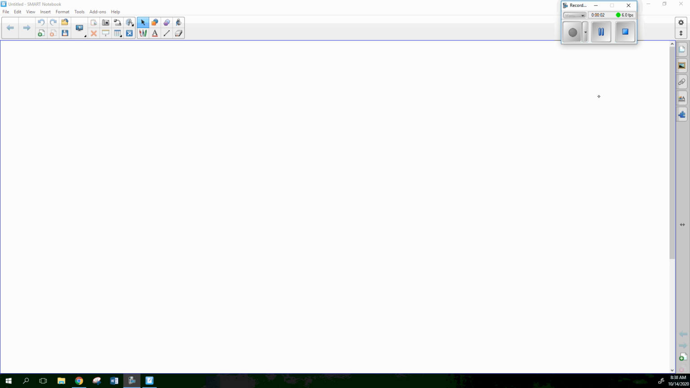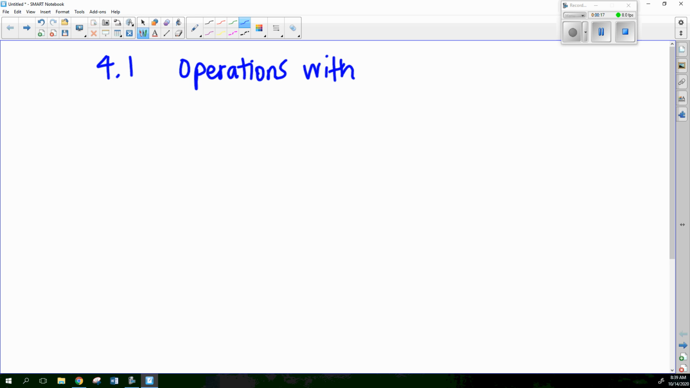Okay, so we're going to call this set of notes 4.1, okay? And we're working with operations with radical expressions. Now, when I say operations, all right, I mean mathematical operations. So we're going to start with simplifying, and then we're going to build up to adding, subtracting, multiplying, and dividing. Okay?